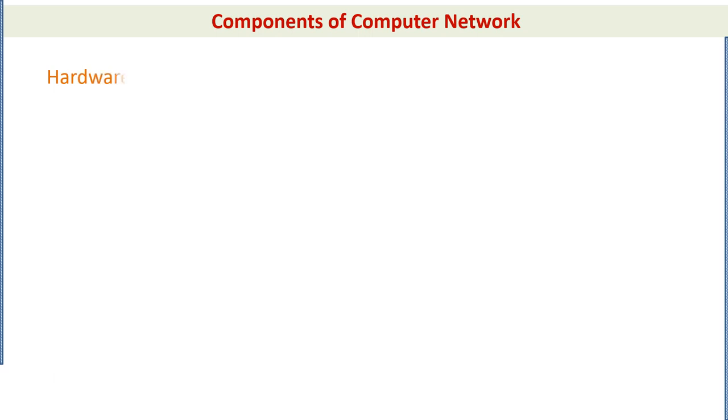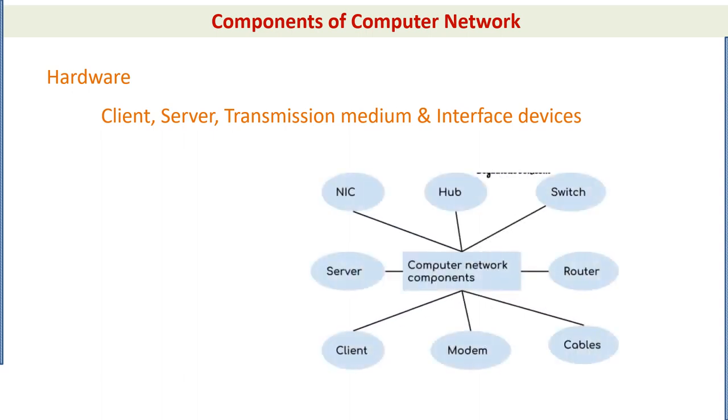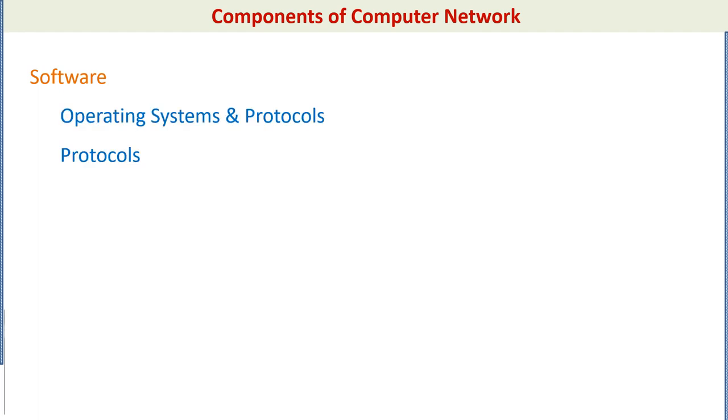If you take the hardware components of a computer network, it includes client, server, transmission medium, and interface devices. Some examples for the hardware components are hub, switch, router, cables, etc. The software components in a computer network include operating systems and protocols.